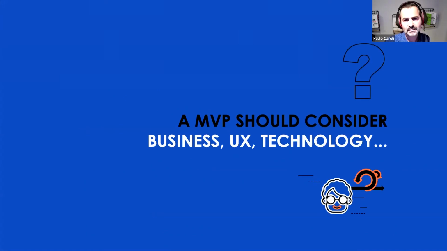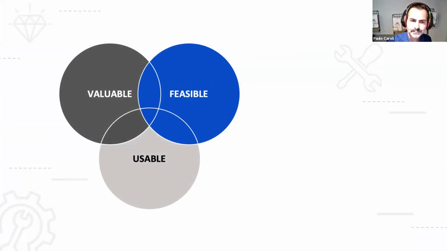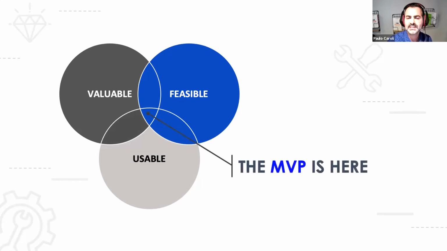So yes, the MVP should consider the business perspective, the user experience perspective, and the technology part behind it, the engineering part. So the MVP is on that magical intersection: what's valuable to the business, usable or lovable by your users, and feasible so that the engineers can build that minimum thing. The MVP is there.